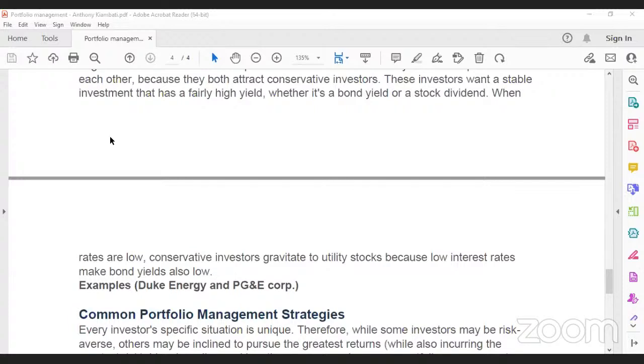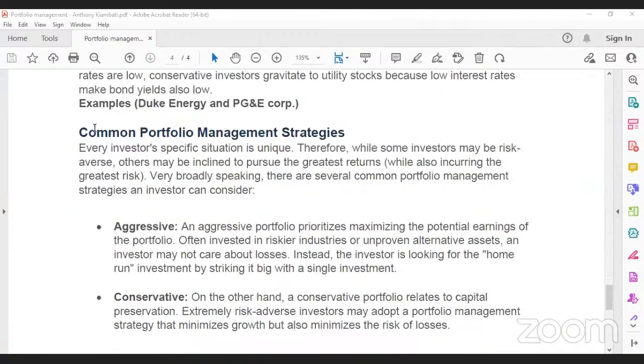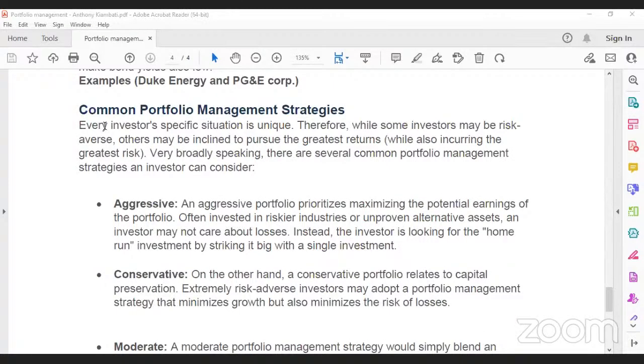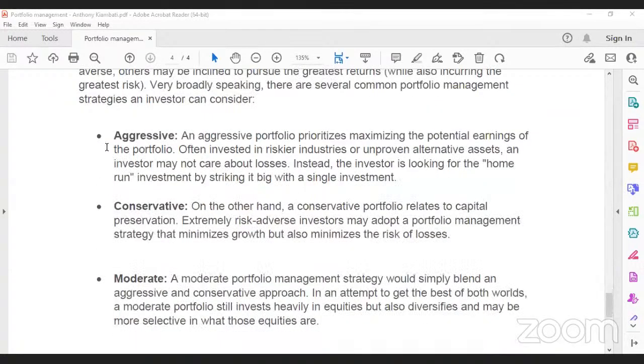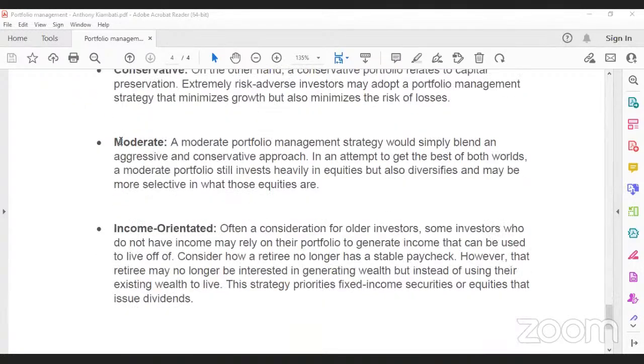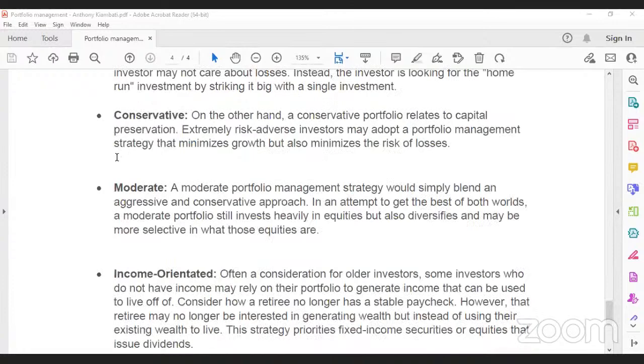Okay, so examples of utility stocks would be Duke Energy and PG&E Corporation. So finally, as we conclude, before we go to the practical session, common portfolio management strategies: we have the aggressive strategy, the conservative strategy, the moderate strategy, and the income-oriented strategy. I think conservative, aggressive and moderate, I've already talked about.